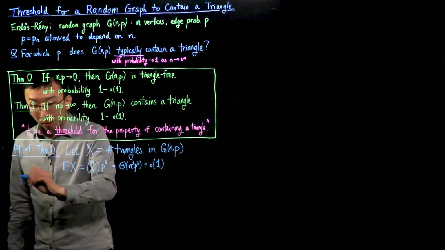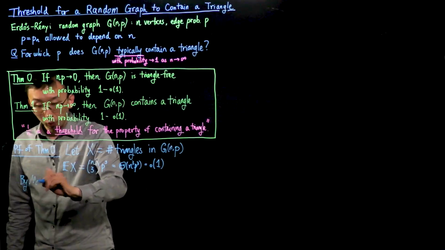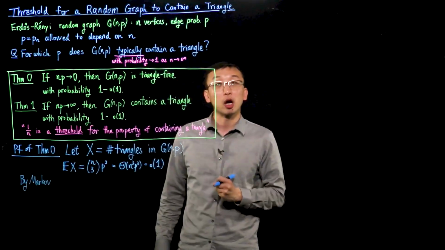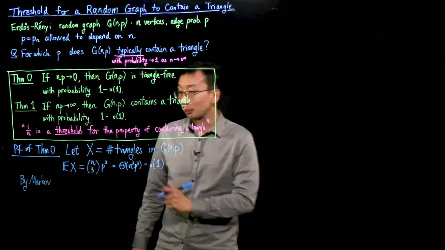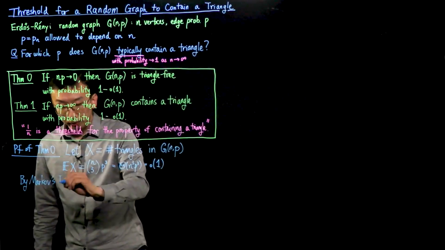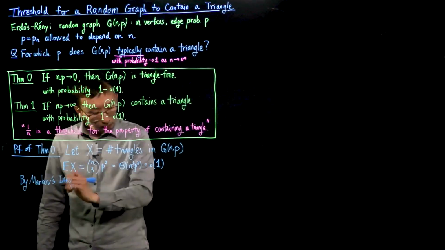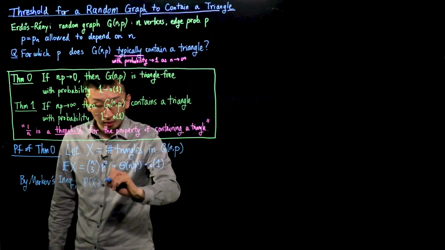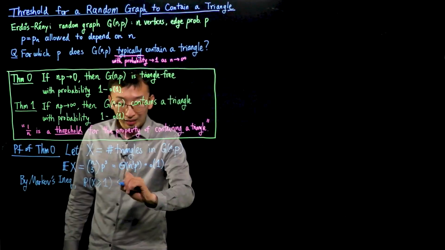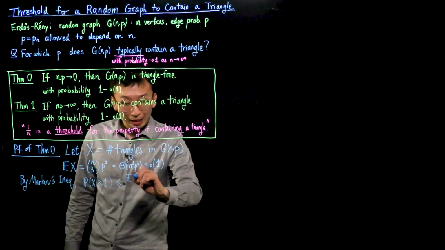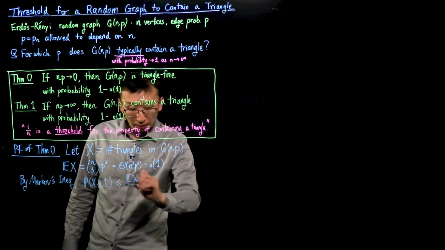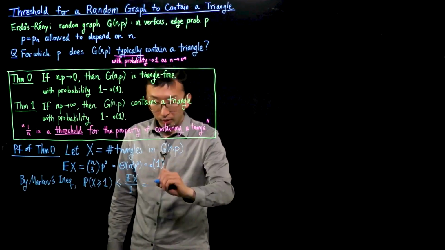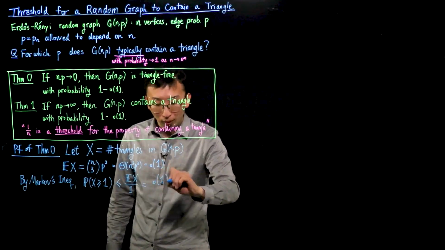Let us now apply Markov's inequality. We explained and proved Markov's inequality in a different video. By Markov's inequality, we find that the probability that X is at least 1 is at most the expectation of X divided by 1. And from earlier, this quantity is little o of 1.